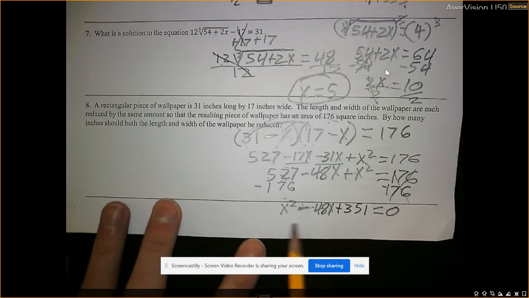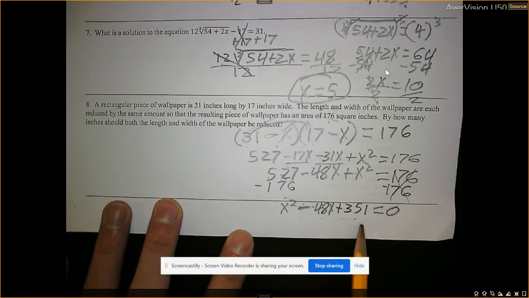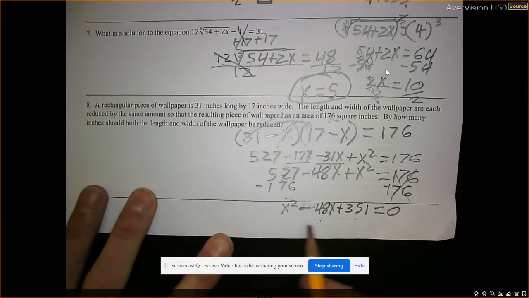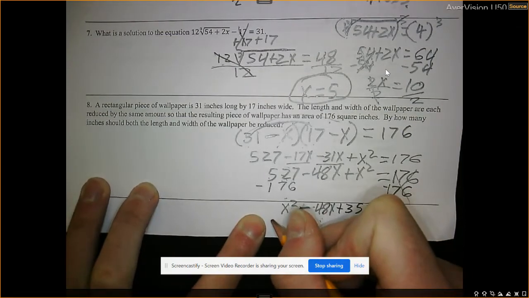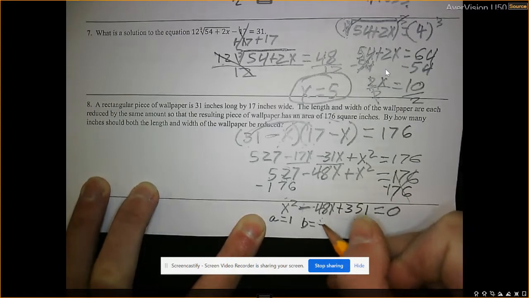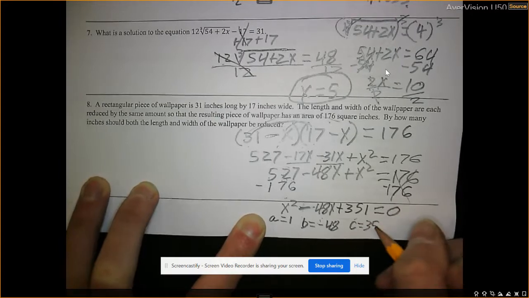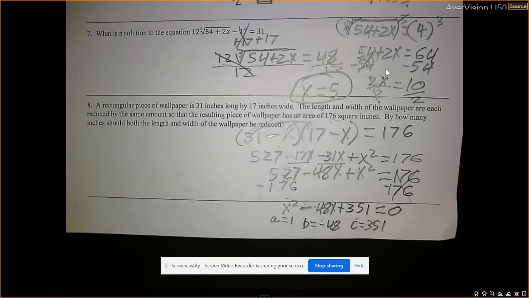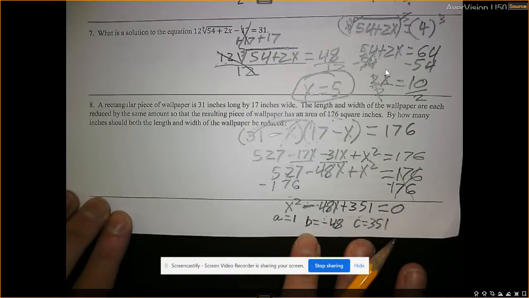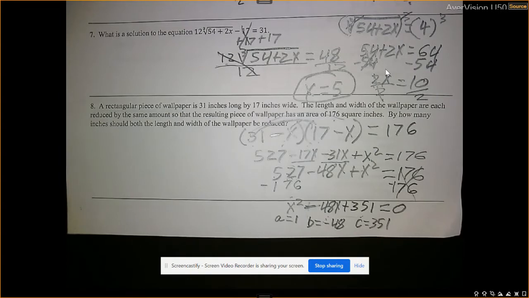And I sure do not want to try factoring this, trying to think of something that multiplies to 351 and adds to negative 48. That's getting to be way too big of numbers. So I'm just plugging this into my quadratic formula, knowing that a equals 1, because that's in front of my x squared. My b is negative 48, because that's in front of my x. And my c is 351, because that is my constant. Again, I'm going to go through this quadratic formula fast. See if you can do the quadratic formula. You are given the quadratic formula, so just know how to use it.